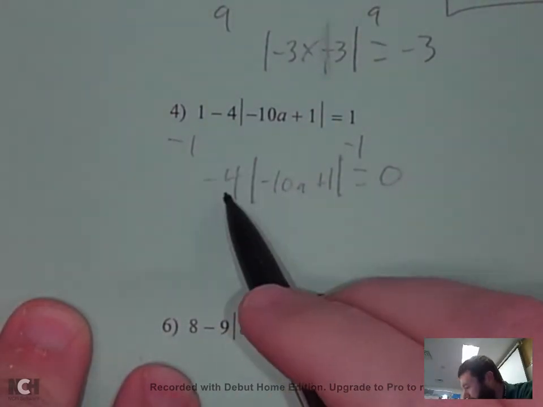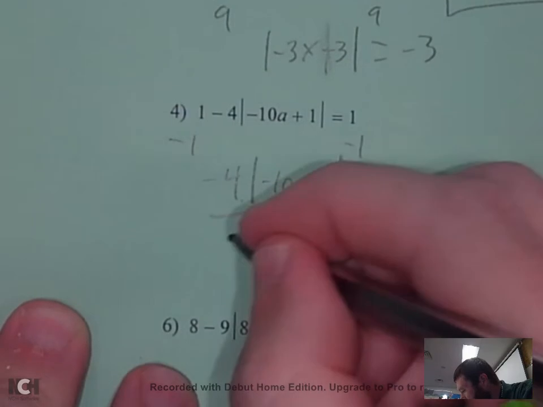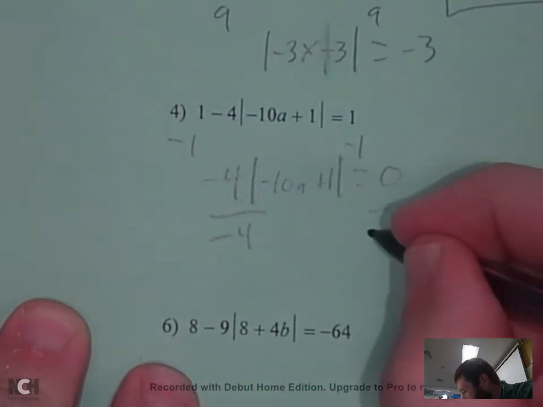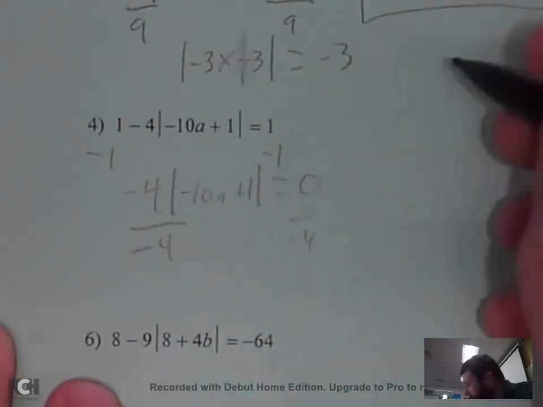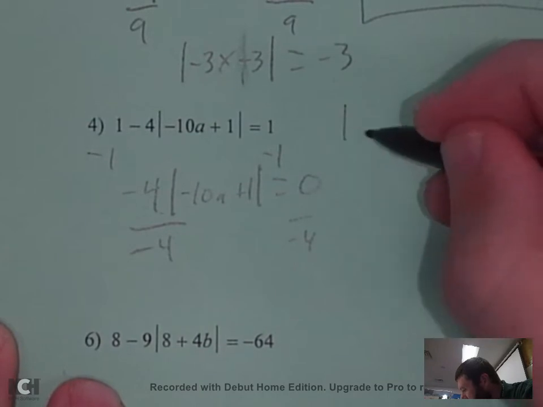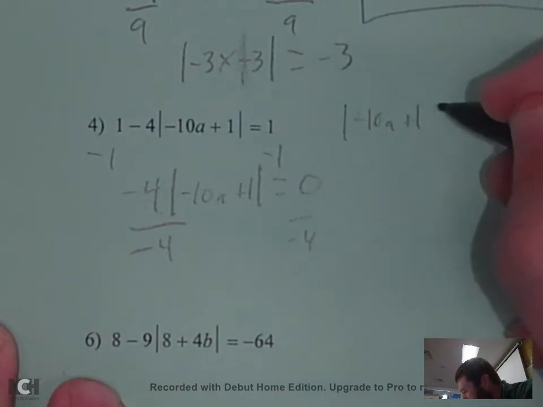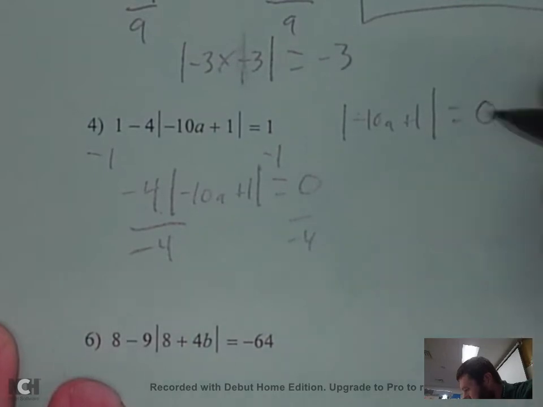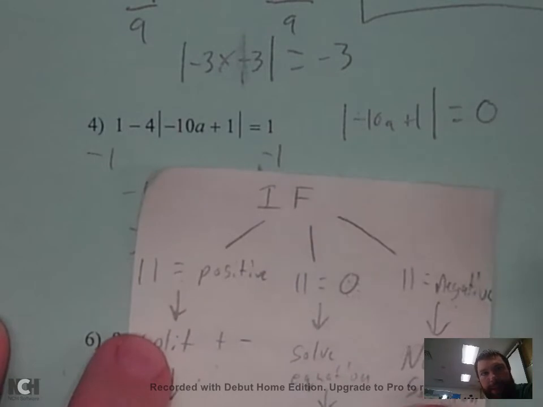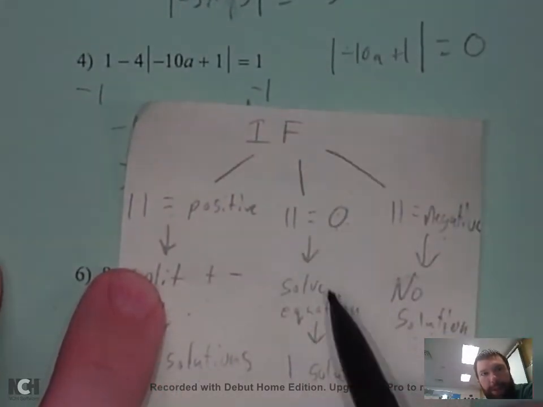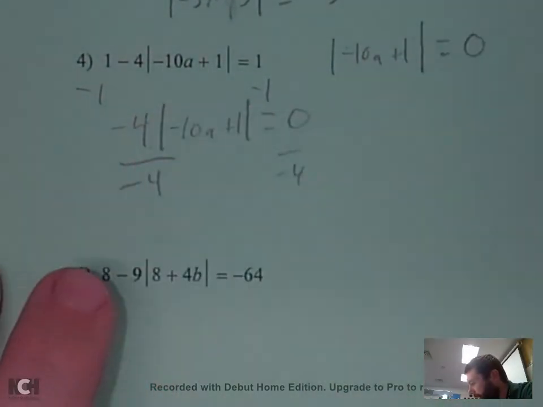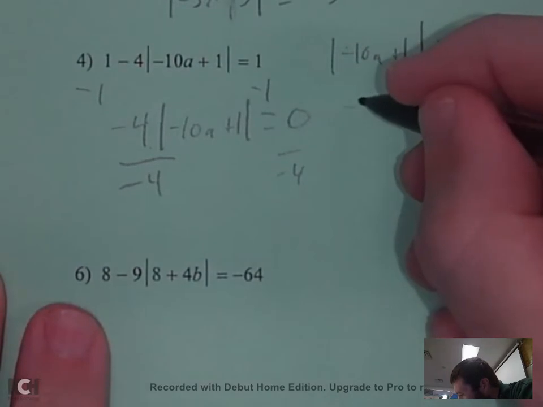Now we need to get rid of that negative 4. It's multiplying, so we divide by negative 4. And nothing divided by negative 4 is still nothing, right? So we'd have the absolute value of negative 10a plus 1 is equal to 0. Okay, now we do our check. It is equal to 0, right? 0 is a one-solution case. I just drop the absolute value and solve it as is.